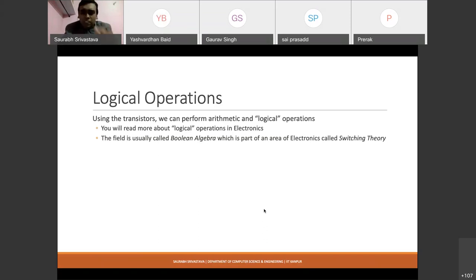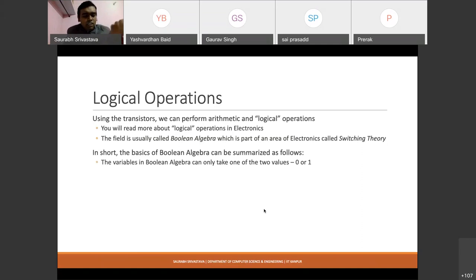It's fine. So basically, what is it? Boolean algebra is a whole field of algebra, which is where computers work. It's not that difficult. Basically, it can be summarized like this: in Boolean algebra, a variable can only have two values, zero or one.